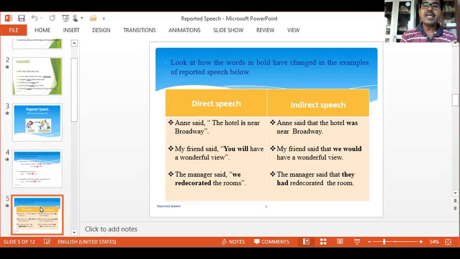We becomes they, and redecorated, which is in the past tense, becomes past perfect. Past tense becomes past perfect. Even so, you can retain the same tense.